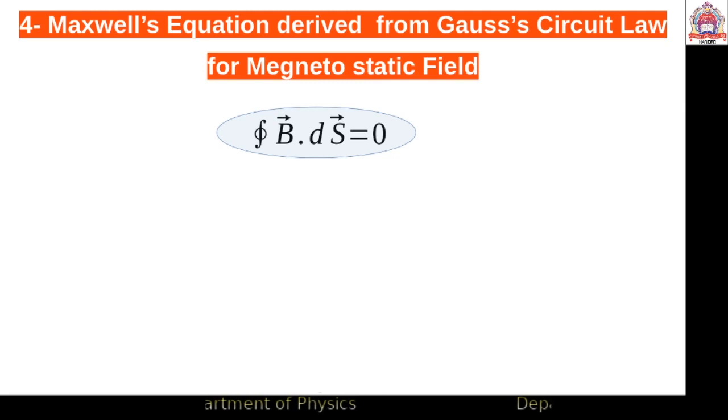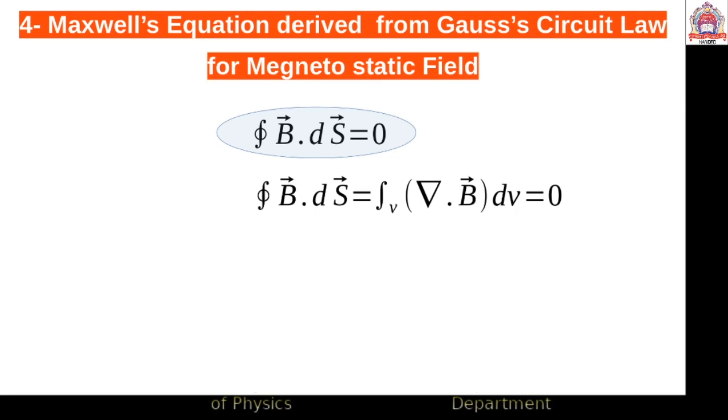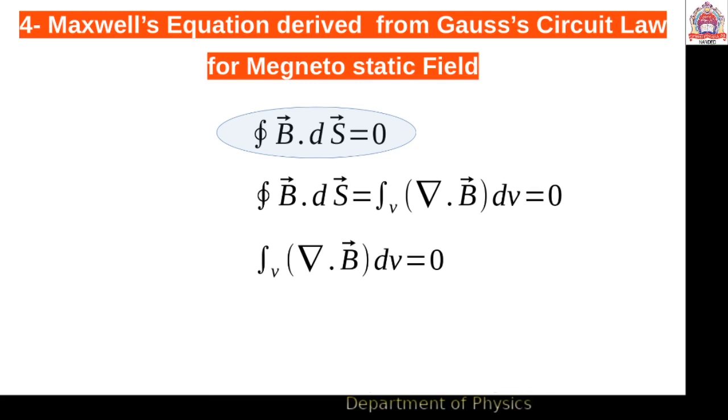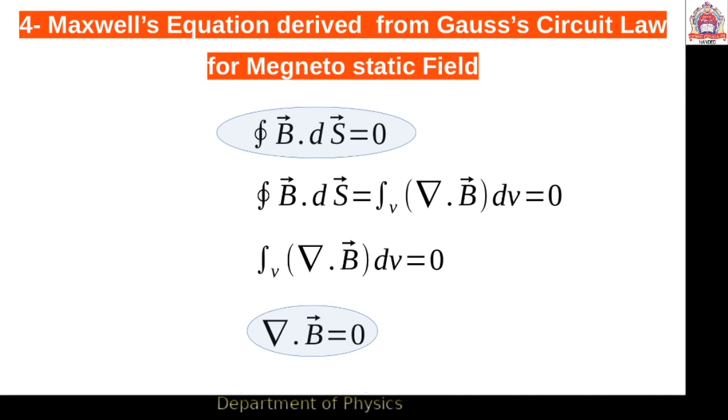Now using the divergence theorem, we can write the surface integral of B dot dS is equal to the volume integral of del dot B dV is equal to 0. So the volume integral of del dot B dV is equal to 0. So dV cannot be 0. That means del dot B is equal to 0.